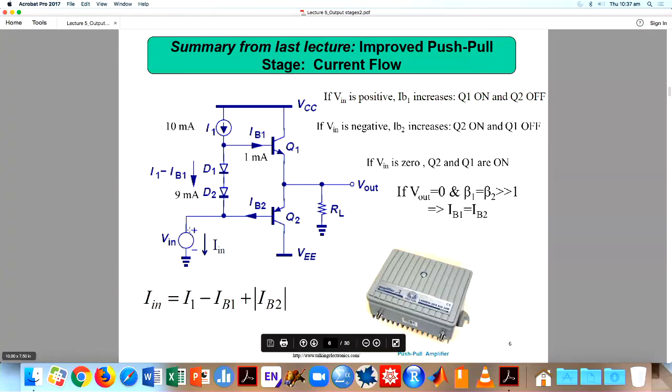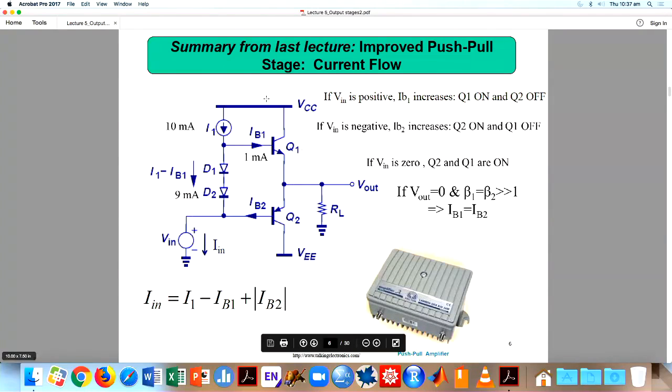So I in, you can write down I in, which is equal to I1, this I1 is coming, minus IB1, because I1 minus IB1 is coming down, plus modulus of IB2. Why? Because this current is joining here. So that's the reason for this expression.